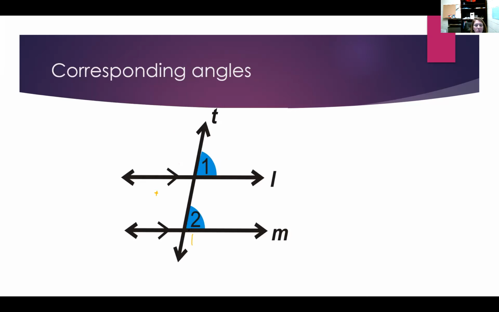All right, then you have corresponding angles. So corresponding angles, imagine if you just slid this line right up, it would be in the same spot. So angle 1 and angle 2 are going to be equal to each other, okay? If this was 3 and 4, angle 3 would be equal to angle 4, okay? So if you just slid that right up, it would be equal.